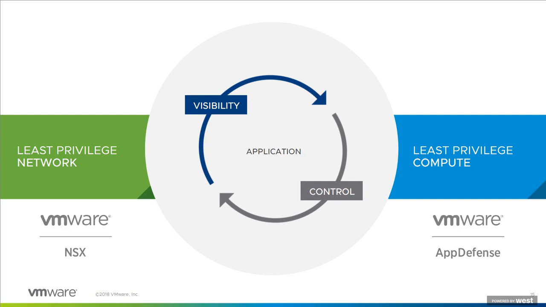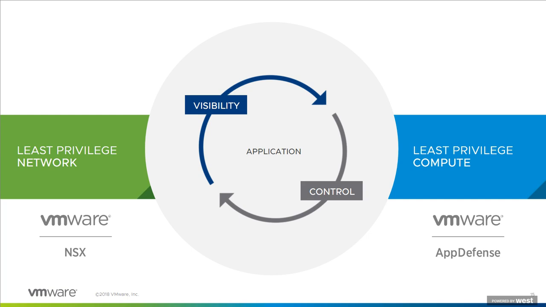NSX has a distributed firewall, which is running in front of each individual endpoint. It gives us full visibility into traffic flow at a network level, both ingress and egress. And I've been talking during the session about AppDefense, which extends that concept of least privilege to a compute level. Where we would like to go in the future is to use the visibility that's provided in AppDefense to drive the network security model at an NSX level.